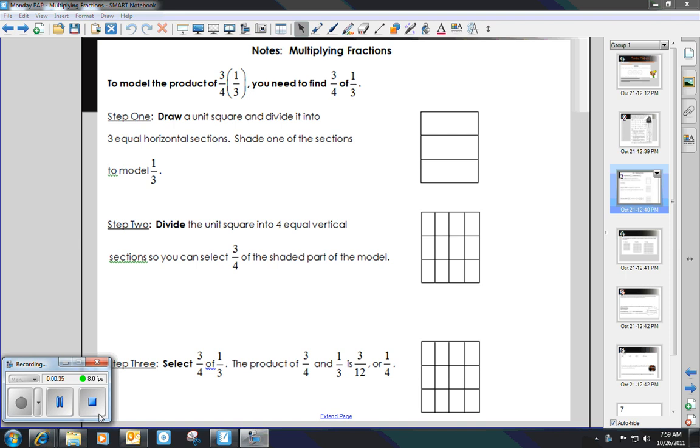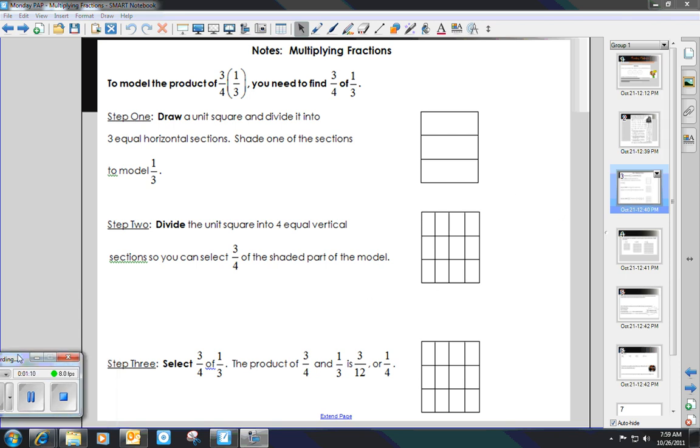So when we make a model, we're going to start out by drawing our 1/3 that we have to find 3/4 of. So we draw a box and separate it into 3 different sections, in equal sections. All right, and so this would be our box here. And then we're going to divide that into fourths. Okay, so now we have our thirds, and our thirds have been divided into fourths so that we can find 3/4 of 1/3. The next step then is to select 3/4 of 1/3.